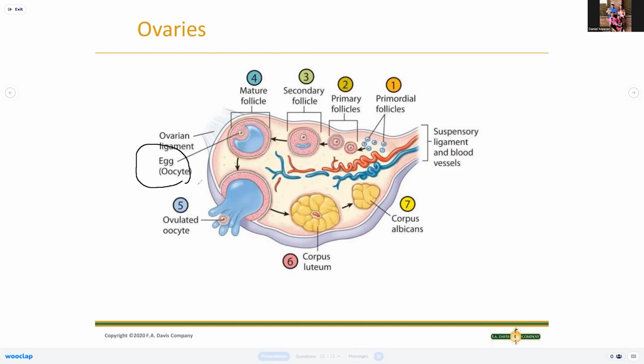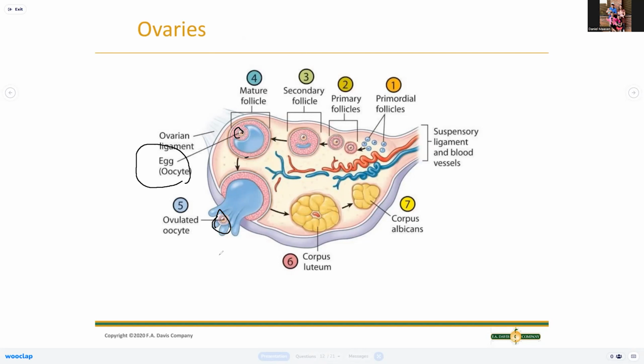I say oocyte because it's two O's. That's the egg. The ovulated oocyte is released. The oocyte is an immature 23-chromosome egg. The oocyte gets released and it's waiting for sperm.